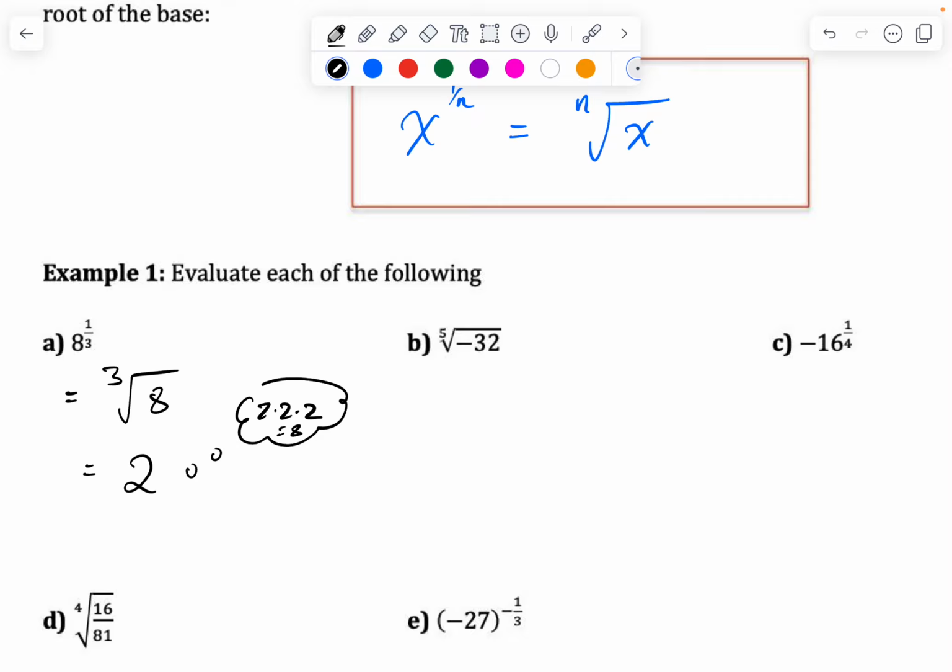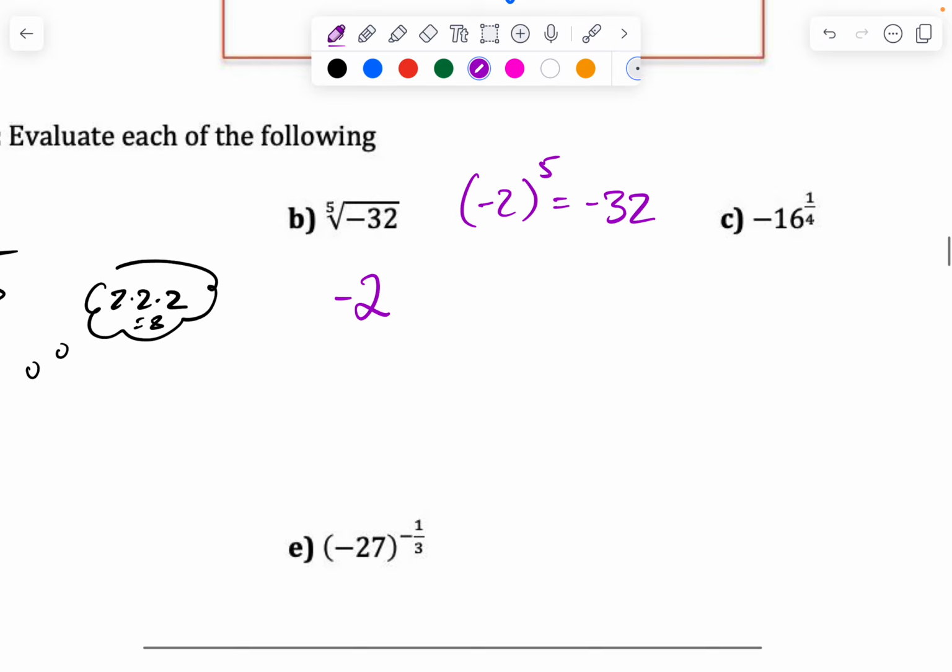Okay? The fifth root of negative 32. Well, the fifth root of 32 is 2, because 2 times 2 is 4, times 2 is 8, times 2 is 16, times 2 is 32. So 2 multiplied by itself 5 times is 32. And because I have a negative here, this is actually negative 2, because negative 2 to the power of 5 is negative 32. Okay?